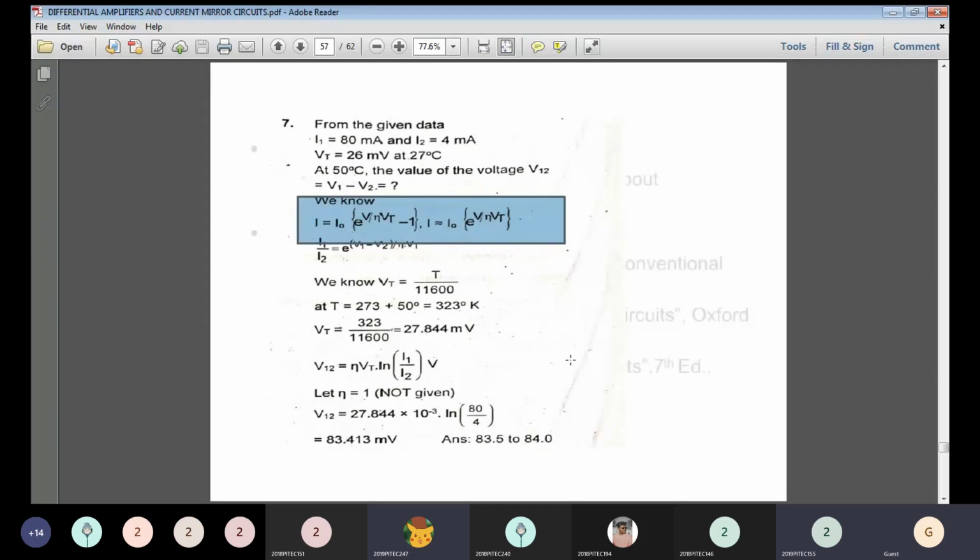Here the eta value is not mentioned, which means we can consider it as 1. If it is not given in the question, we can assume that value as 1. So the VT value for 50 degrees Celsius, we calculated in the first step, is 27.844. Both I1 and I2 currents are mentioned in the question, so you can substitute 80 divided by 4. The final answer we are getting here is 83.413, which is approximated to 84.